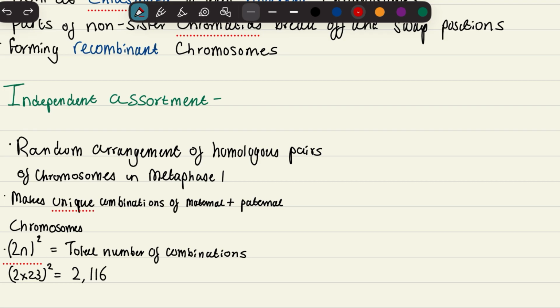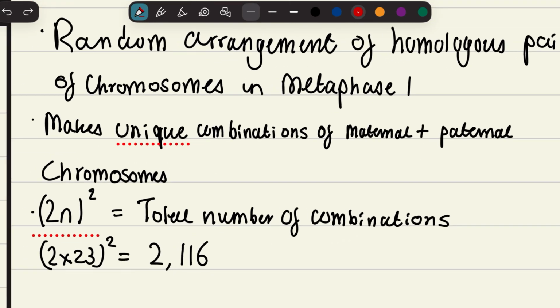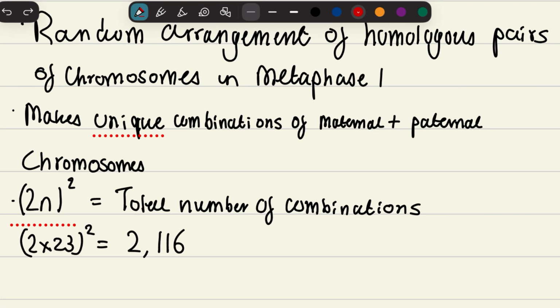To get a total number of combinations, we do the formula 2^n squared. Yeah, so you've seen it right now, 2^n squared. N being 23 in a human, you get 2,116 different combinations. Hope that makes sense.